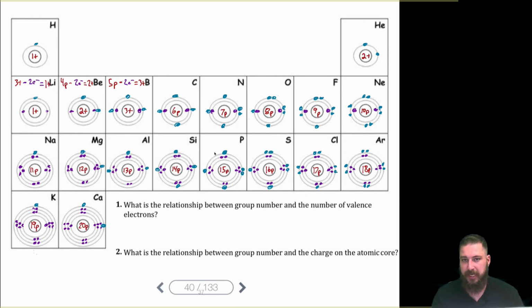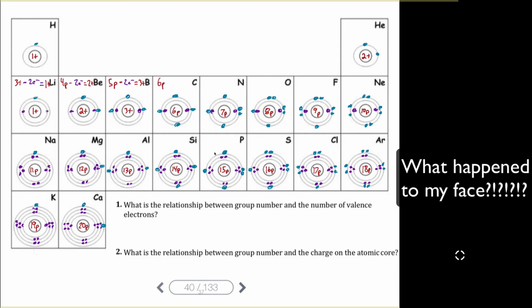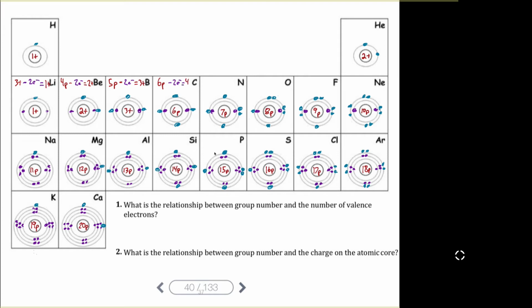Now, again, it's a pattern, so start predicting what you think the next one's going to be. Okay, so there's 6 protons, there's 2 electrons, that's 4 positive. And so what that means is these valence electrons, instead of experiencing a 6 positive, they experience a 4 positive. And the reason for that is because there's 6 protons, 2 inner electrons blocking the nucleus, and that results in a 4 positive charge.